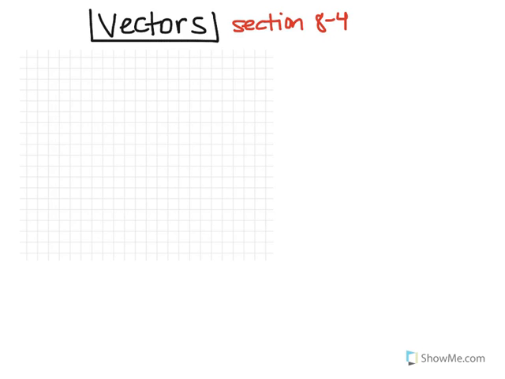In section 8-4, we're going to be talking about vectors. And if you remember, vectors are like arrows, and they have a terminal point and an initial point. The initial point is where it starts, so right here. And the terminal point is where it terminates, so where it ends. And remember, when you're graphing a vector, you're going to rise a certain value, and you're going to go over a certain value to actually get to the terminal point of the vector.